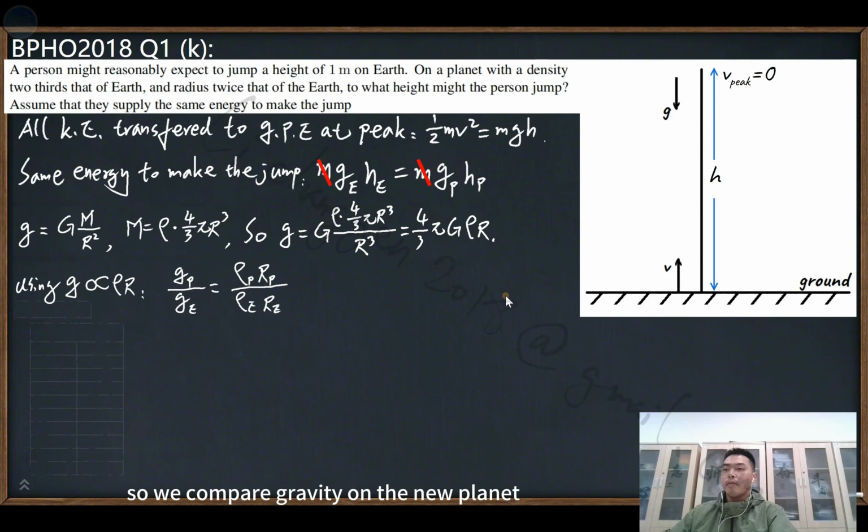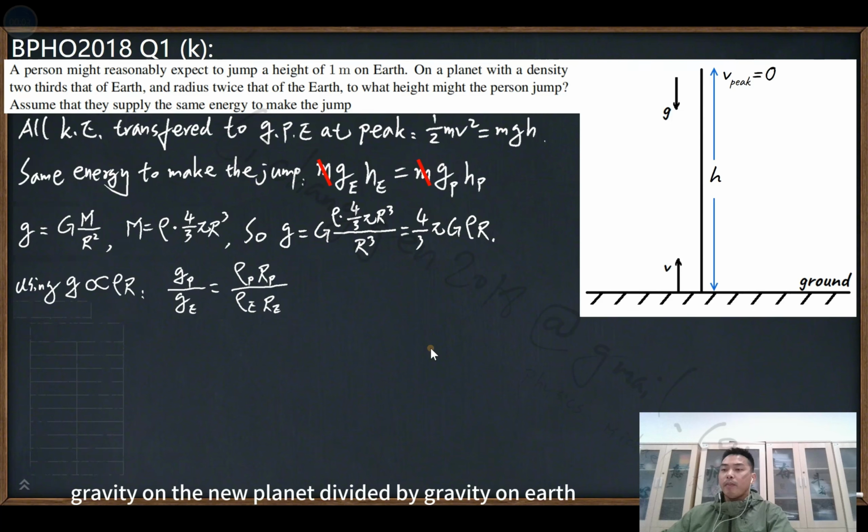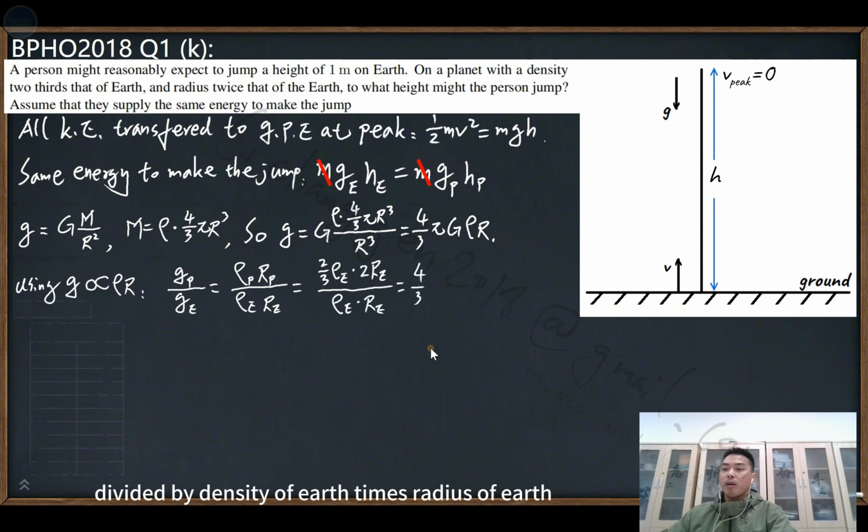So we compare gravity on the new planet to gravity on Earth using a ratio. Gravity on the new planet divided by gravity on Earth equals density of the planet times radius of the planet divided by density of Earth times radius of Earth. Now plug in the values. We have 2/3 multiplied by 2, which equals 4/3. So gravity on the new planet is 4/3 of gravity on Earth.